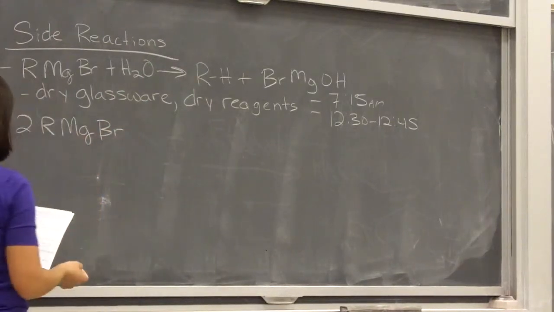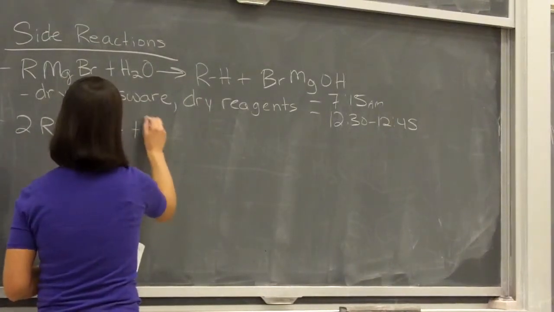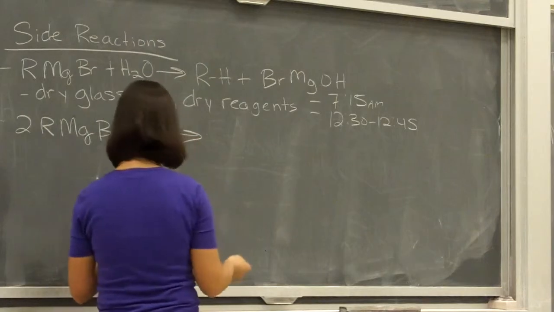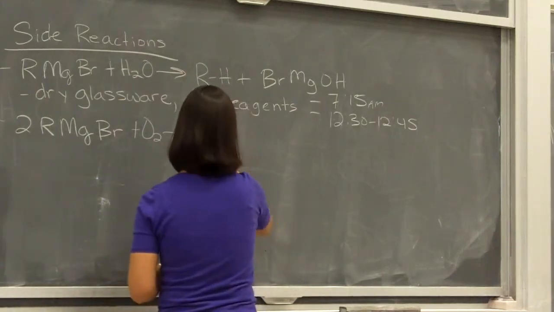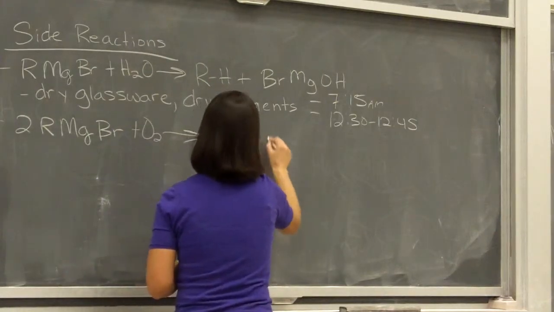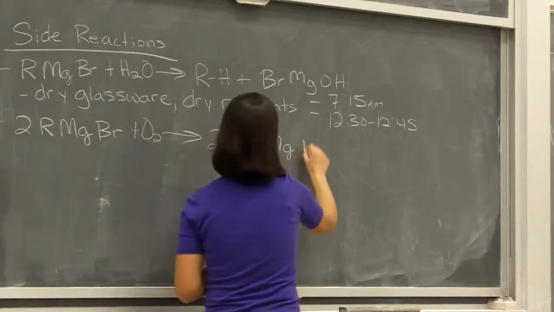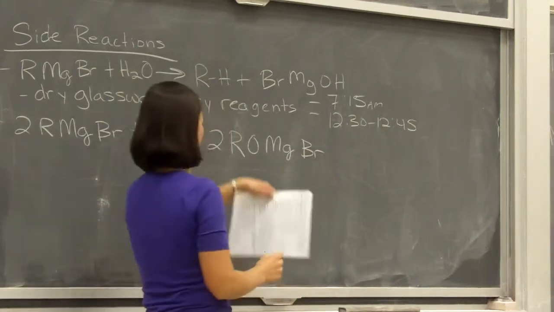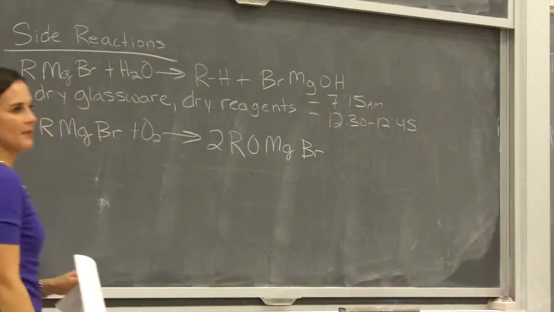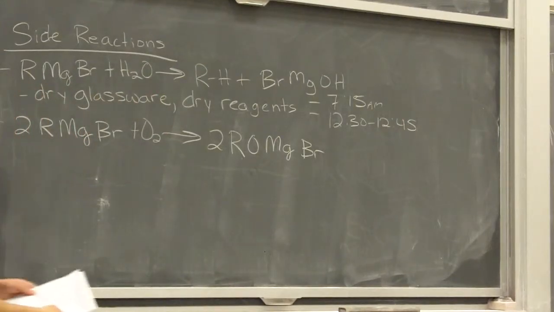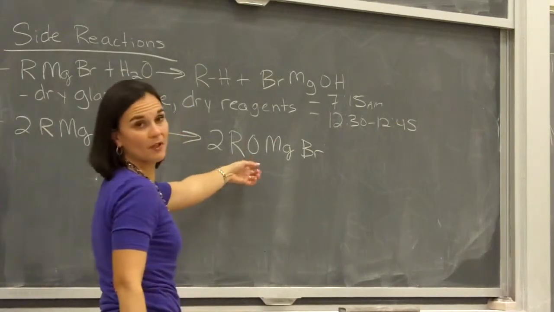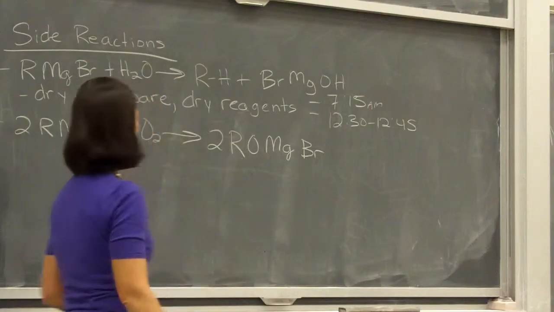So we have our Grignard reagent. We react it with oxygen. What we get is this species, which again kills our Grignard reagent. We don't want that species, okay? We're going to get something very similar to it, but we don't want this guy yet, all right?